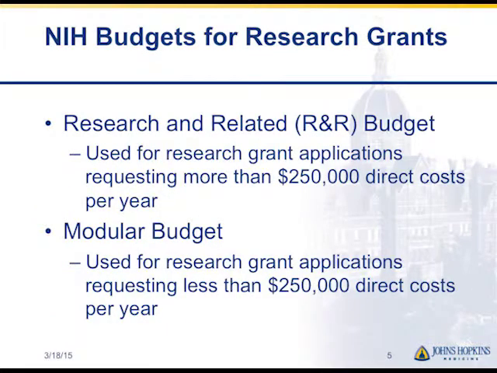So there are two different types of budgets you would submit to NIH. They would be either research and related, otherwise known as the R&R budget, or a modular budget. The R&R is what we call the detailed budget, used for research grant applications requesting more than $250,000 in direct costs per year. While your modular budget is used for research grant applications requesting less than $250,000 direct costs per year. In your modular budget, we request amounts in $25,000 increments. So it would be $25,000, $50,000, $75,000, $100,000, and so on.